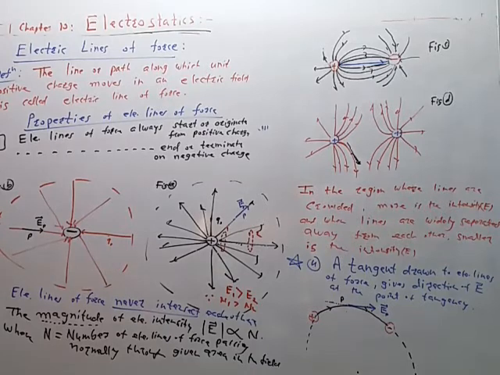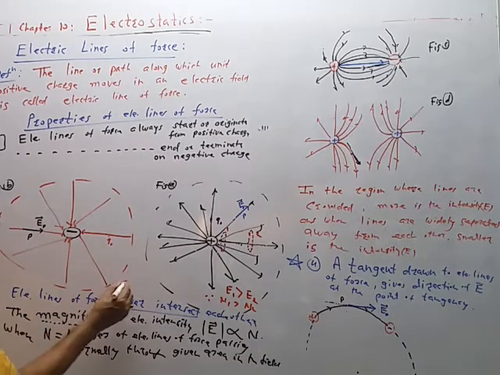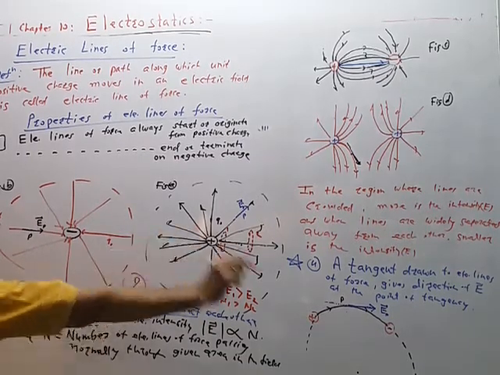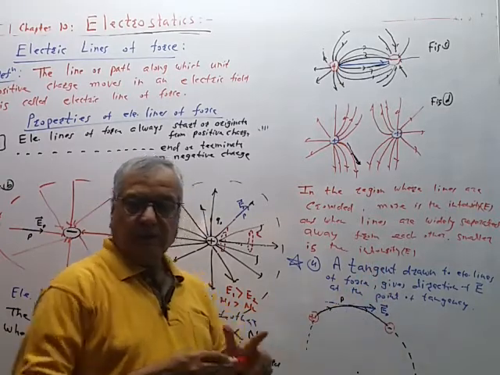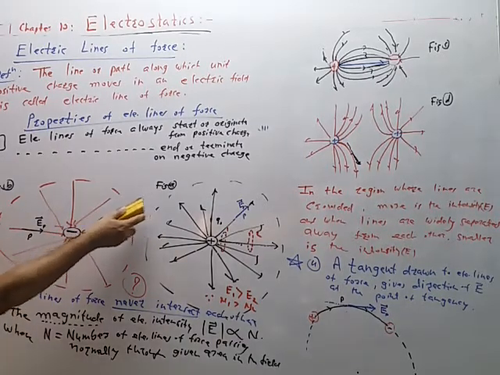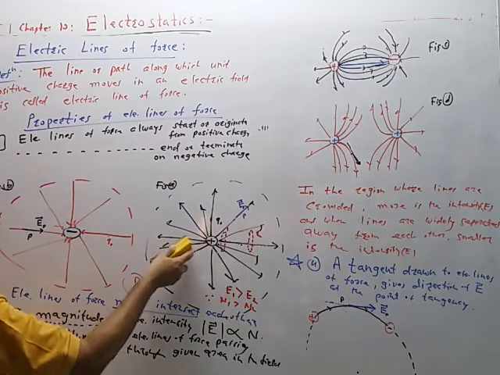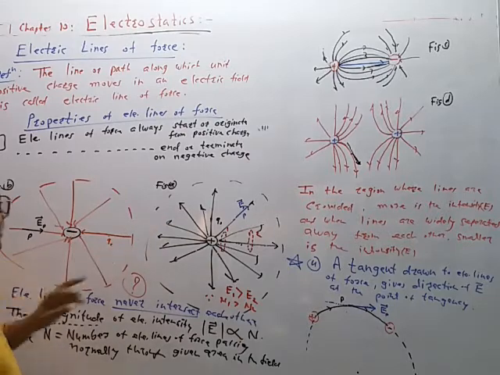Now, why do two electric lines of force never intersect each other? We have given this property, so we can explain it by using property number 4. I am cutting some figures from this. Here we see that lines of force are radially inward, and lines of force are radially outward. They diverge, they converge. Therefore, they will not intersect each other.